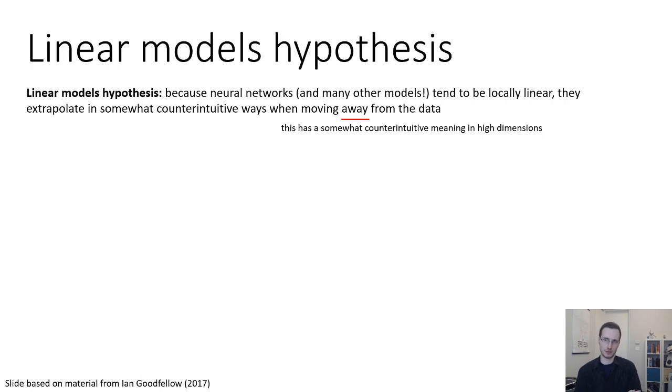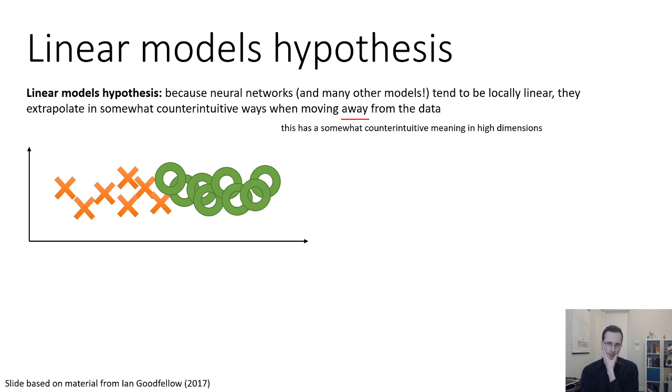A very different hypothesis, which we can call the linear models hypothesis, says that because neural networks and many other models tend to be locally almost linear, they extrapolate in somewhat counterintuitive ways when moving away from the data, where the word away has a slightly counterintuitive meaning in high dimensions. So this hypothesis may seem a little far-fetched, but I'm going to show you some evidence that supports that this might be true. And again, this is mostly based on some work by Ian Goodfellow.